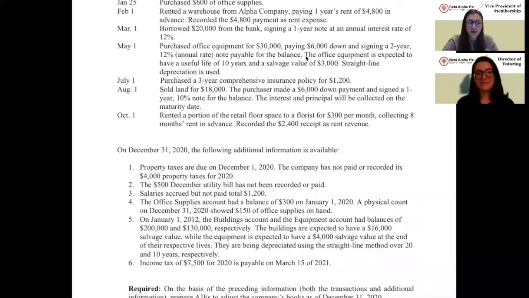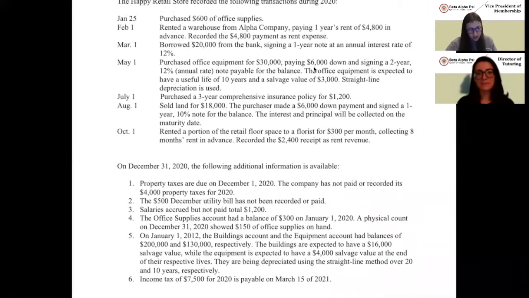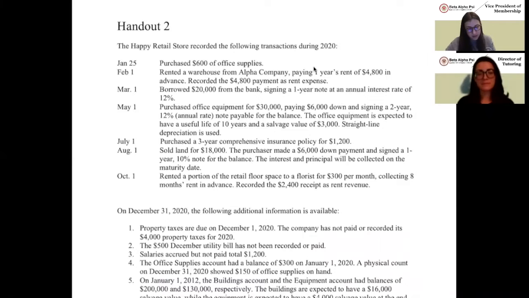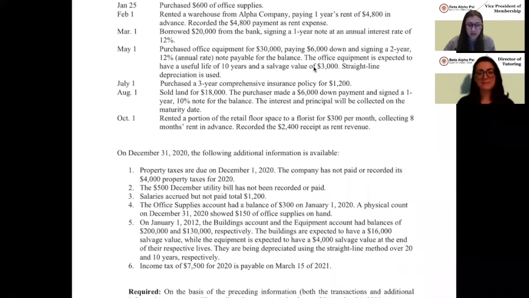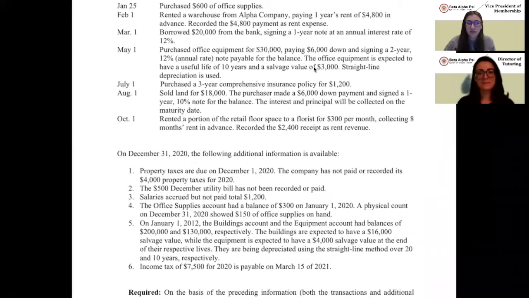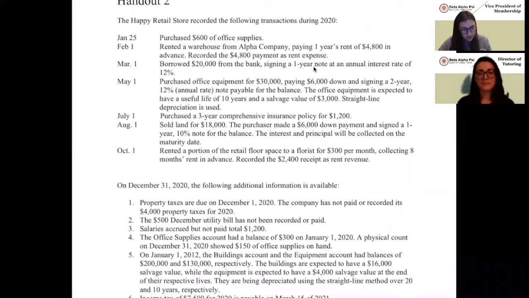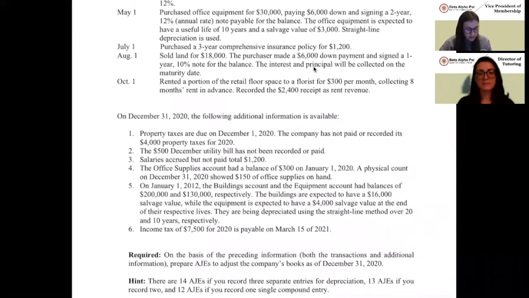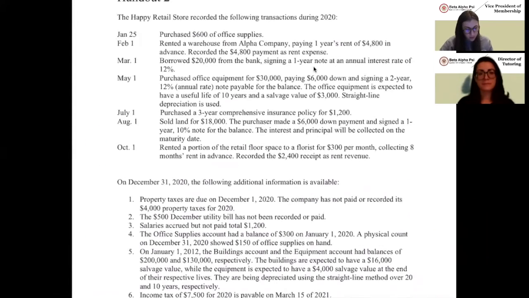All right, now we have handout 2. Handout 2 is going to be adjusting journal entries. So on December 31st of this year, the company has to record some adjusting journal entries to make sure that their accounts are the balances that they should be. So we have things that happened during the year, and then we also have this additional information. We're going to start with these, and then we'll go back to the dates.